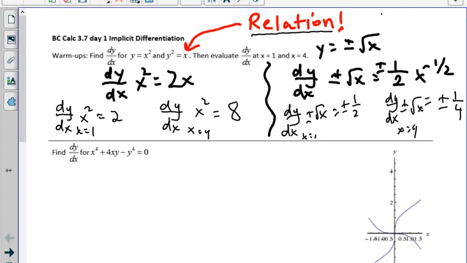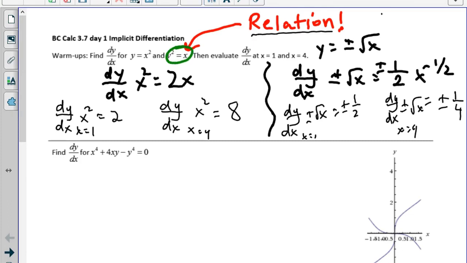So after you did the warm-up, hopefully the first one was really easy for you. You get 2 and 8 after you take the derivative, which is 2x. Then you substitute in 1 and you substitute in 4. Now, when you substitute in the derivative into the other one, thing that a lot of people are probably not going to get is the fact that you need the plus or minus in front of the square root of x. And that's because this function is actually not a function.